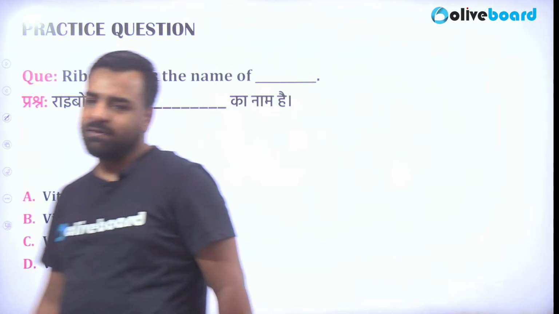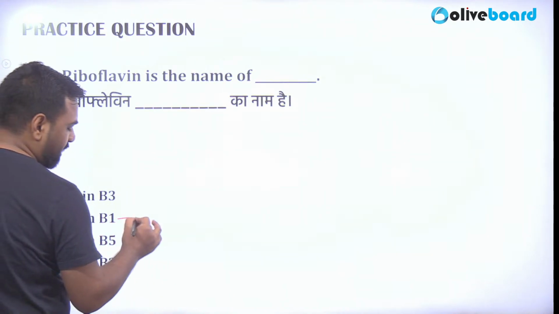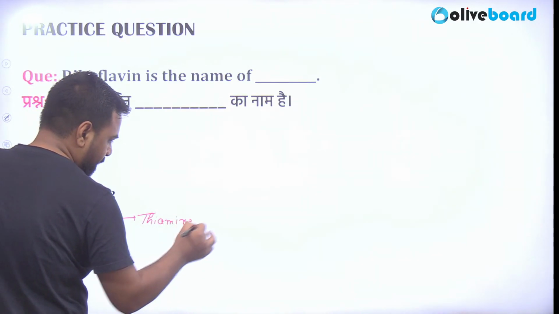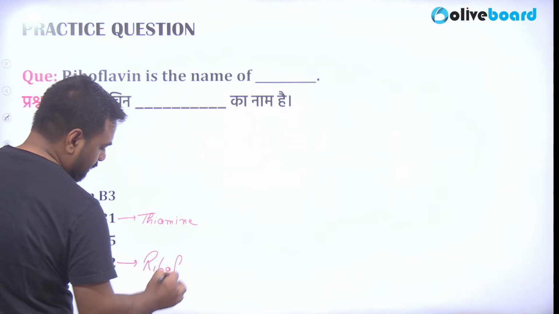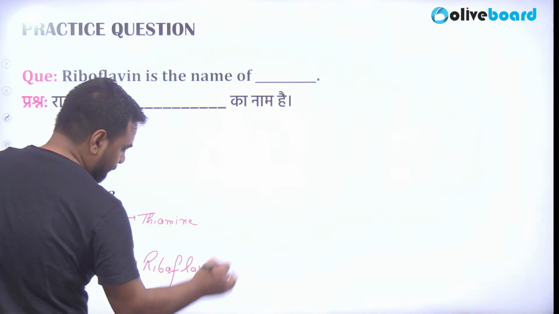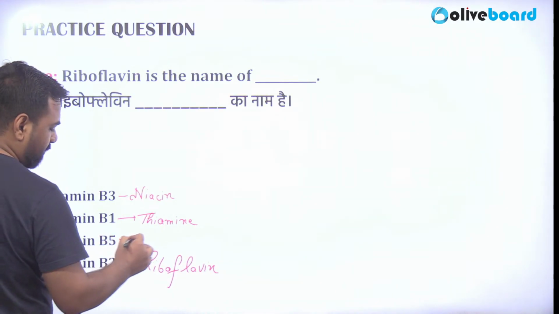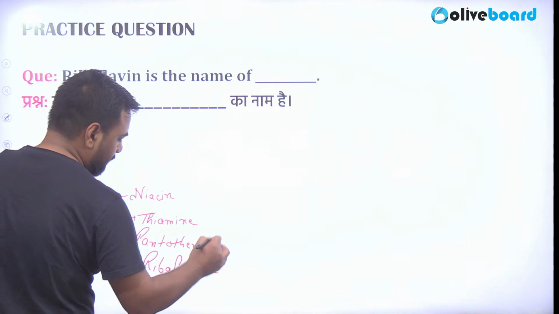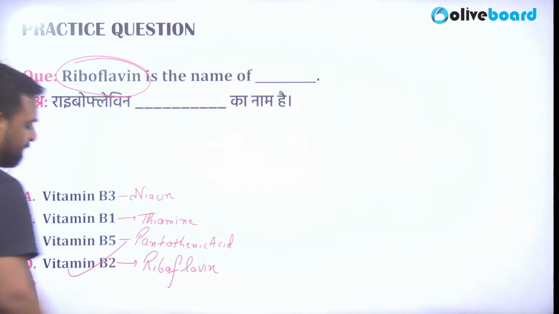What do you think? And everyone who was there in the class, if you have any doubts or queries, you can just let me know. Right now I'm just trying to mention them. The chemical name of B1 was thiamine. The chemical name of B2 was riboflavin. The chemical name of B3 was niacin. The chemical name of B5 was pantothenic acid. So riboflavin was asked, that is vitamin B2 is the answer.